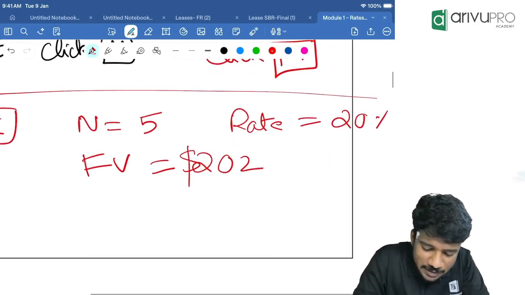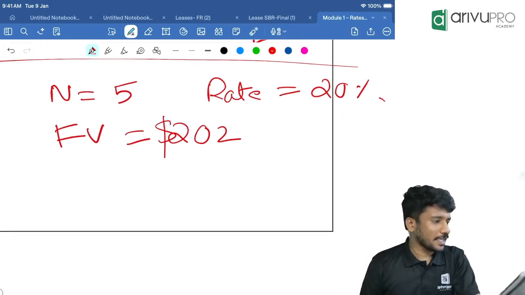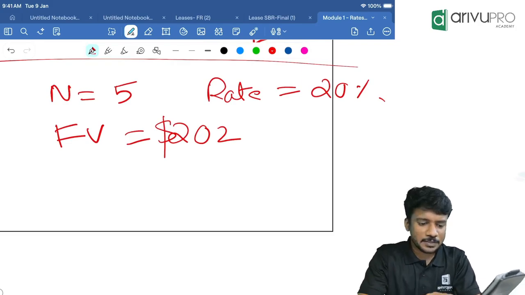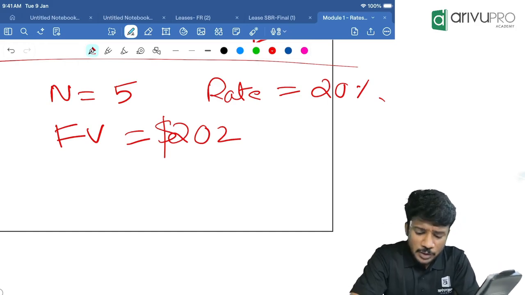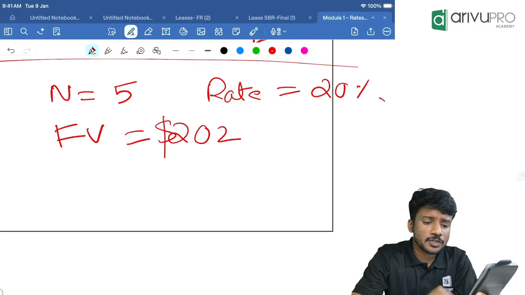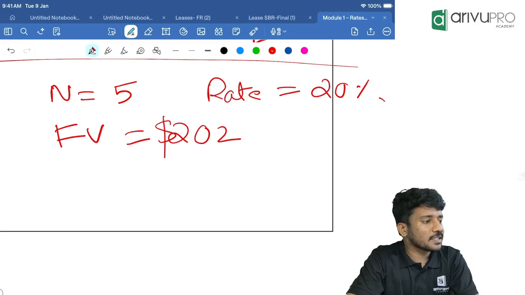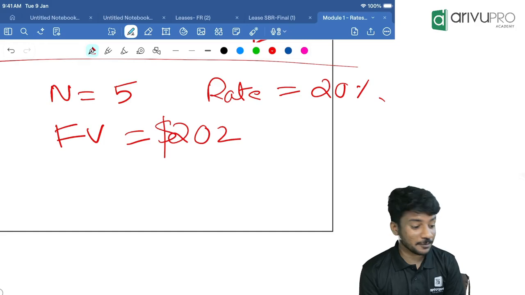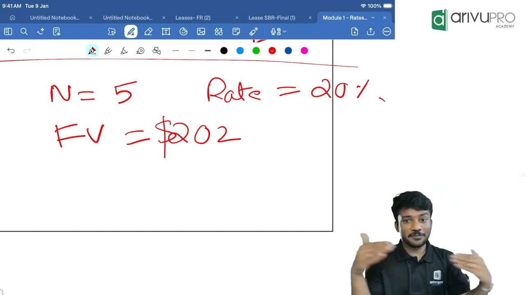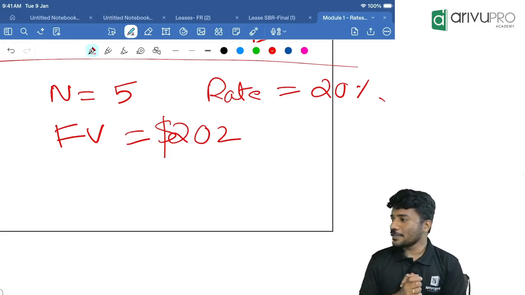Now, what all things are given? N is given. Type 5 on your calculator, then click N. Then rate is 20%. Type 20 on your calculator, then click I by Y. Then future value is 202. Type 202 on your calculator, then click FV. Then what are we computing? After that, you will click the compute button, then you will click PV. How much are you getting? 81 something. So 81 is given as minus. Why? Because the inflow and outflow signs should be opposite. Are you clear with this?